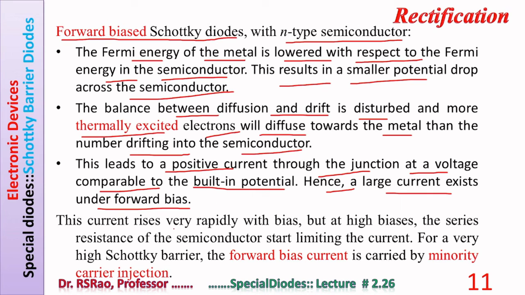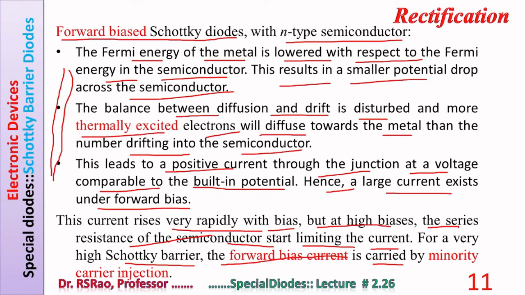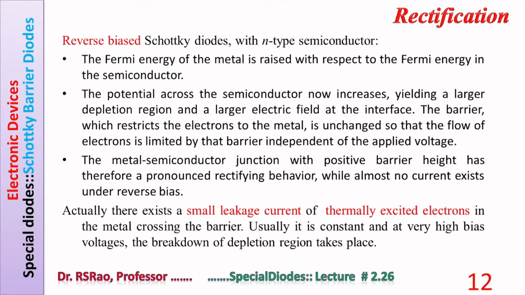This current rises very rapidly with the bias, but at high biases, the series resistance of the semiconductor starts limiting the current. For a very high SBD with a large barrier height, the forward bias current is carried by minority carrier injection. So this explains how and why a large current flows when the Schottky barrier is forward biased.